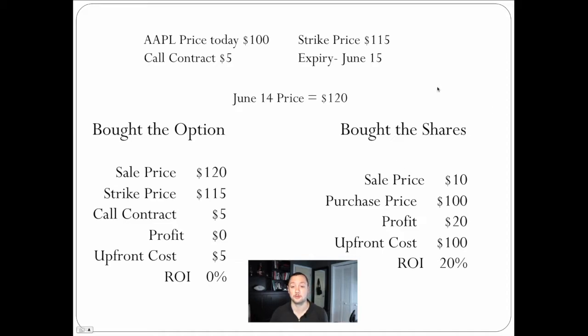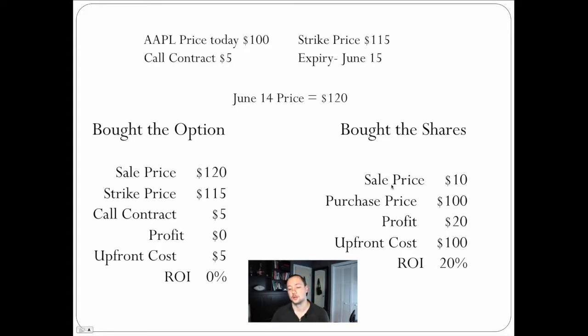And now just remember, this price on June 14th is only $10 less than the $130 we looked at in the last example, and you lost all of your profit. So you went from 200% to 0% on the option. Now, if you had bought the shares, it's a little bit safer and you still made money.